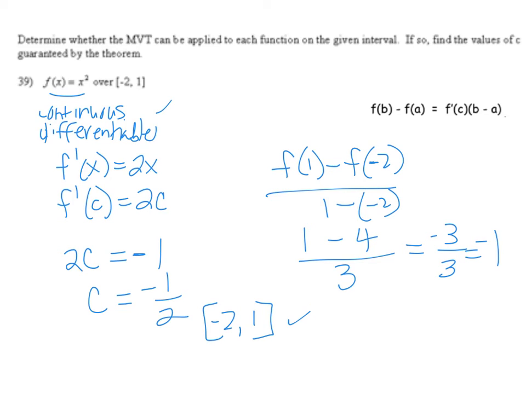Now, what happens if you don't get a value for c, if for some reason it doesn't exist? Well, something went wrong, obviously. Either the function is not continuous or differentiable, or you made a mistake. And sometimes it's hard to tell, because when we were finding critical values, it was hard to tell that there wasn't a critical value, and it's the same thing here. But those are the reasons why you wouldn't get an answer. But on this one we did, so on we go.